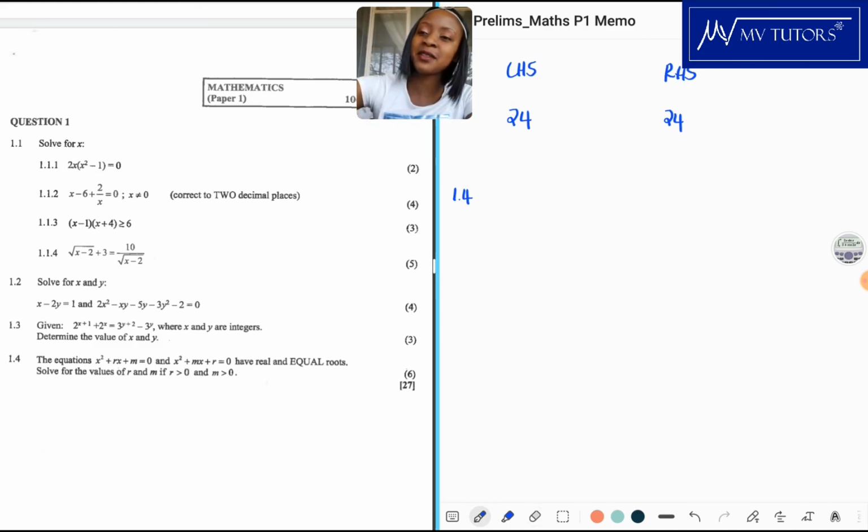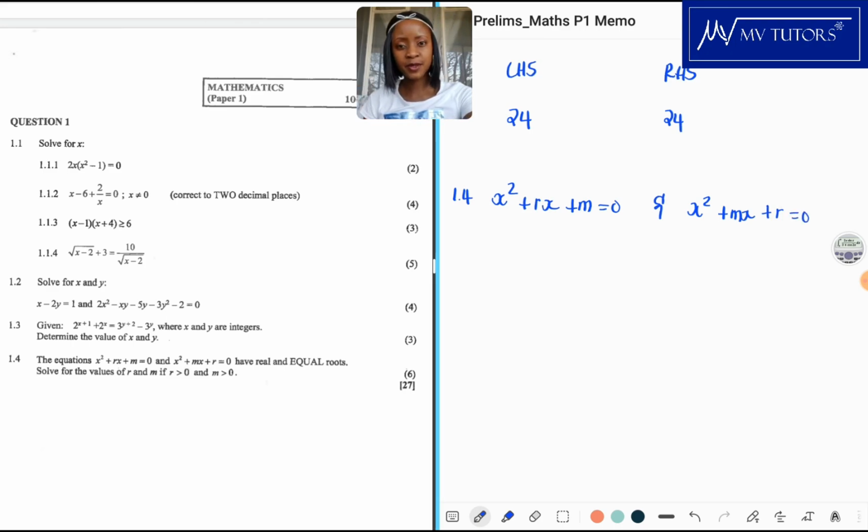Let me write down the 2 equations. I have x squared plus rx plus m is equal to 0, and then we have x squared plus mx plus r is equal to 0.